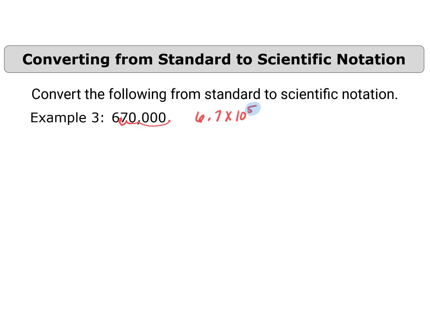If you can keep in mind that if you have a positive exponent, that is a big number, and that if you have a negative exponent, it's going to be a small number. That will help you out as well.